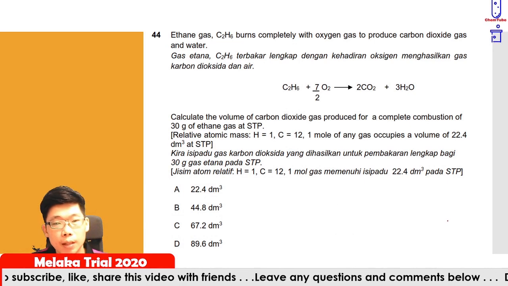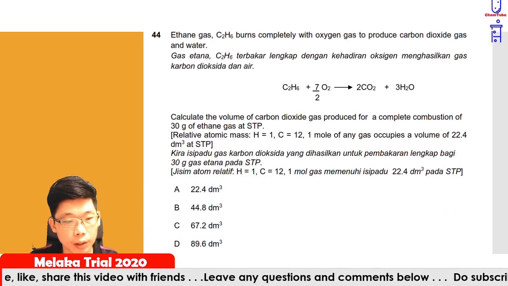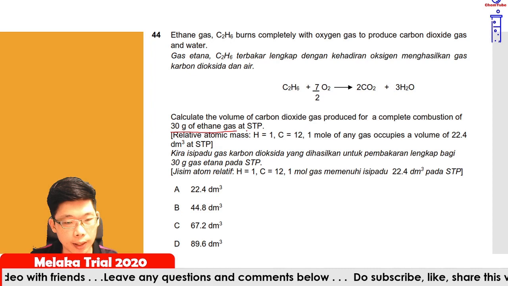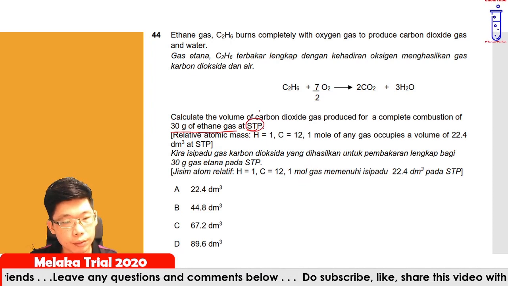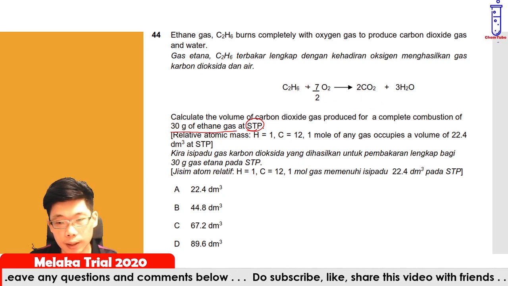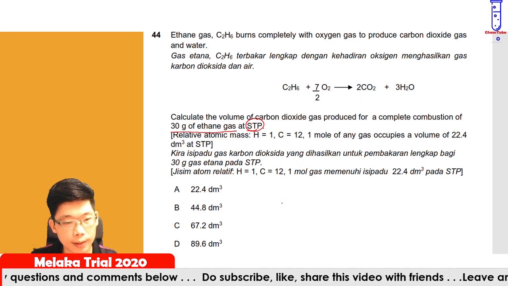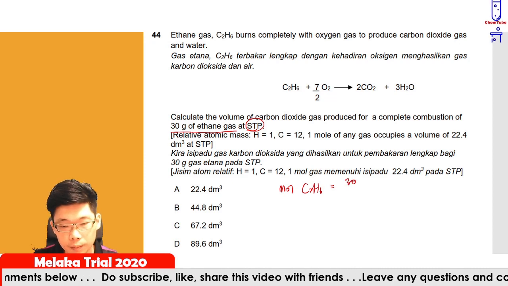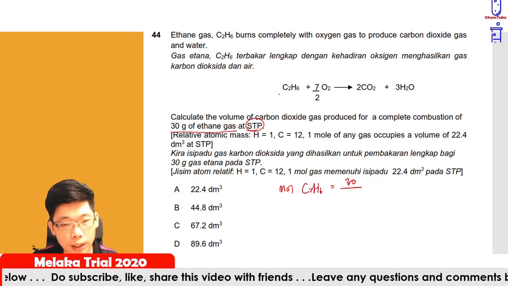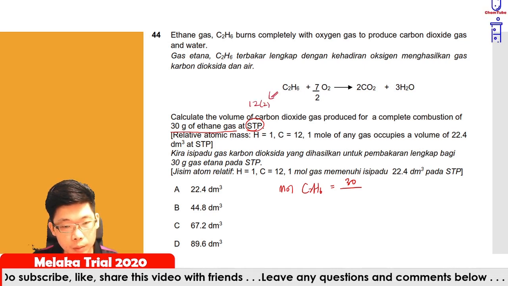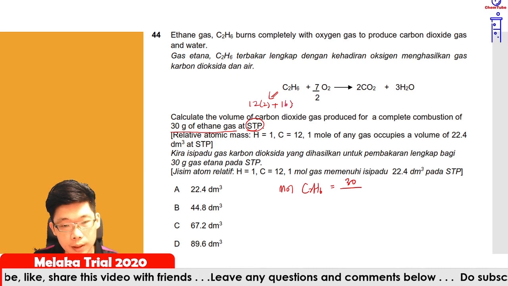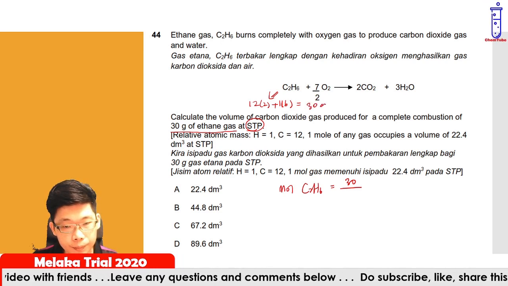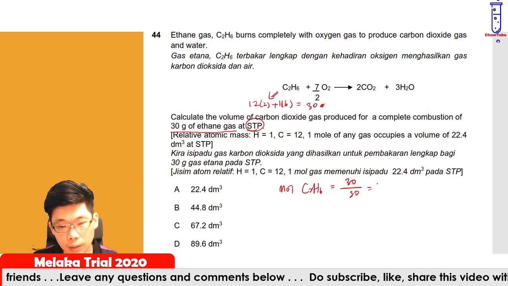Ethane gas burns completely with oxygen to produce carbon dioxide and water. Calculate the volume of carbon dioxide gas produced in complete combustion of 30 gram of ethane gas at STP. First we need to calculate the moles of ethane, C2H6. The mass is 30. Molar mass: C is 12 times 2 plus 1 times 6, so 24 plus 6 is 30. So it is one mole.